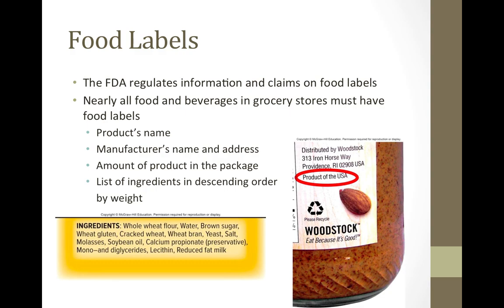Now, the Food and Drug Administration, or FDA, is the agency who regulates what type of information goes onto food labels. When you're shopping, you'll see that most foods are labeled with the product's name, the manufacturer's name and address, how much food is in the package, and a list of ingredients in descending order by weight. So, for example, if wheat flour is the largest ingredient by weight, that'll be the first ingredient that you see on the ingredients list. And you can see I have a picture of that right here.